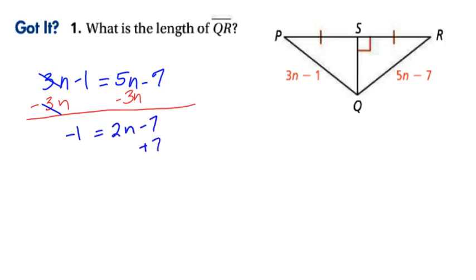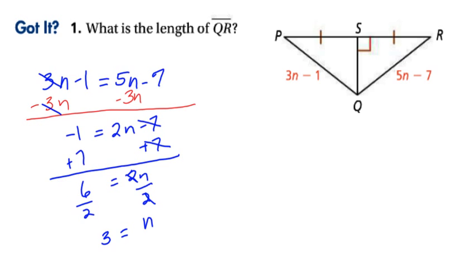And I'll add 7 to both sides for my second step. Plus 7 and minus 7 add to 0. So I still have 2n is equal to negative 1 plus 7, which is a plus 6. And lastly, divide by 2. And I get n is equal to 3.